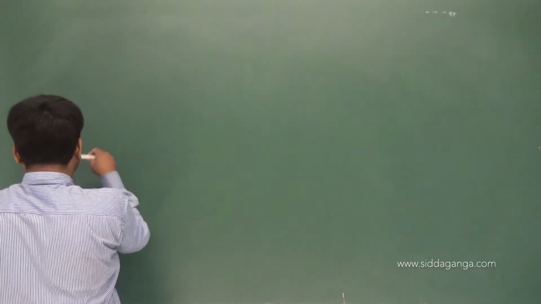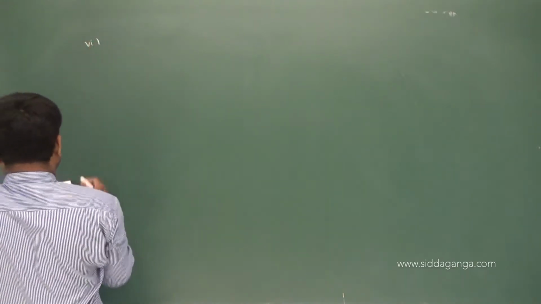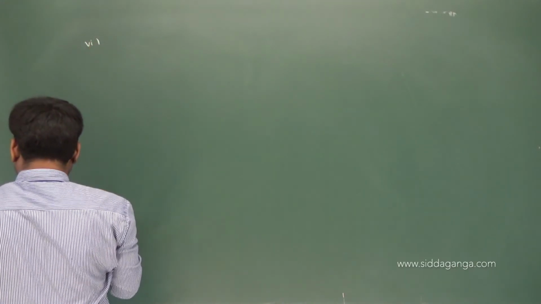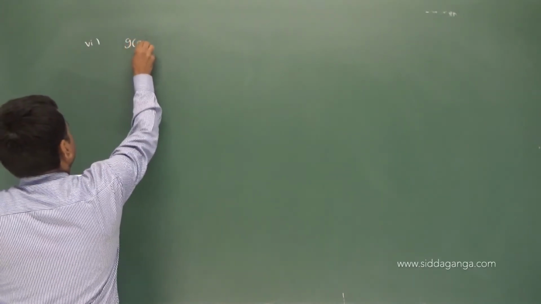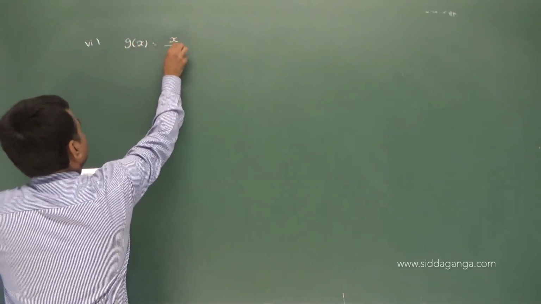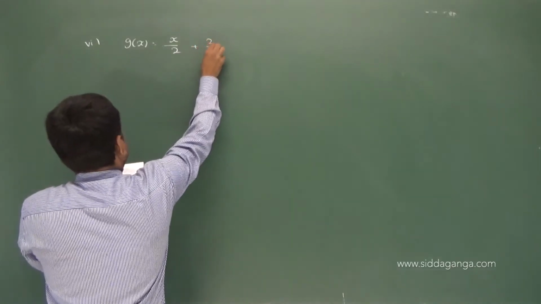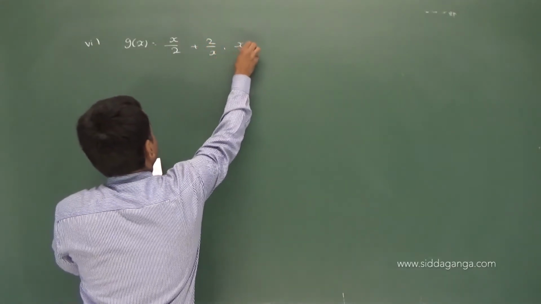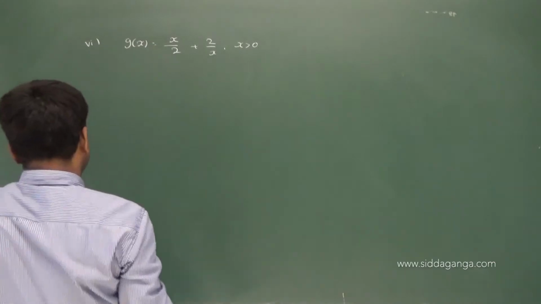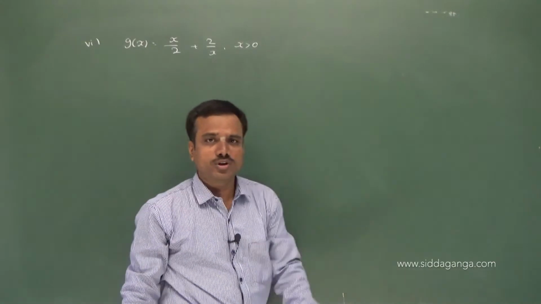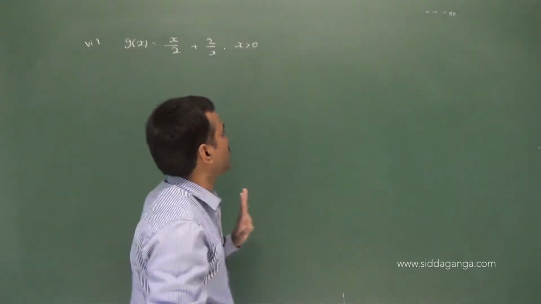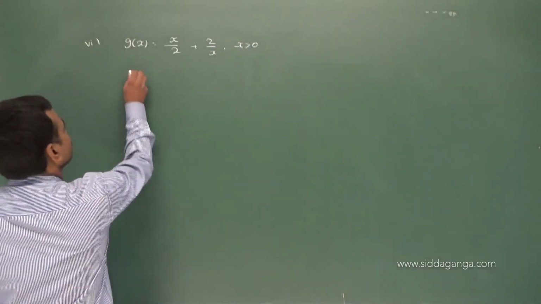I think sixth problem. g of x is x by 2 plus 2 by x. A restriction has been given: x is greater than 0. So we take the domain only x greater than 0. Okay, we check out. So differentiate it.